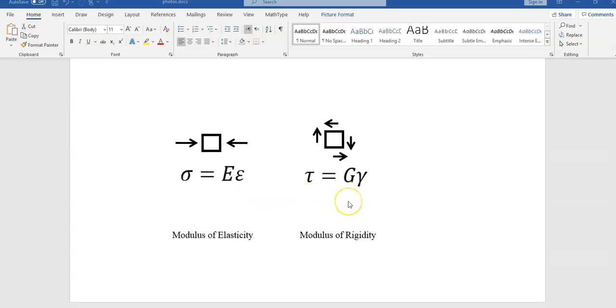Both of these equations are valid only in elastic region. So in elastic region, when the load is removed, all the deformations that the material is undergoing would be recovered, and the material would get to its original length and angle.